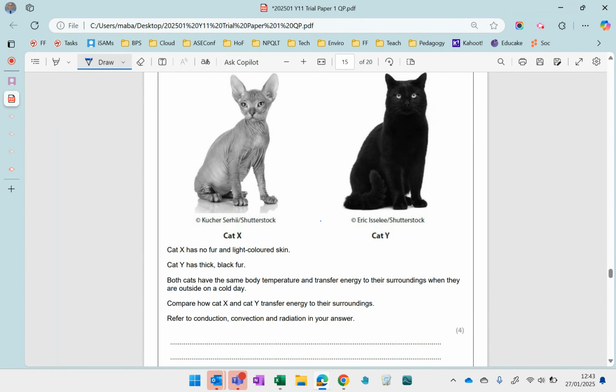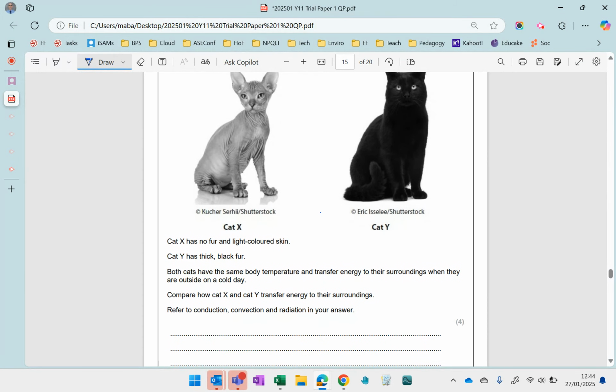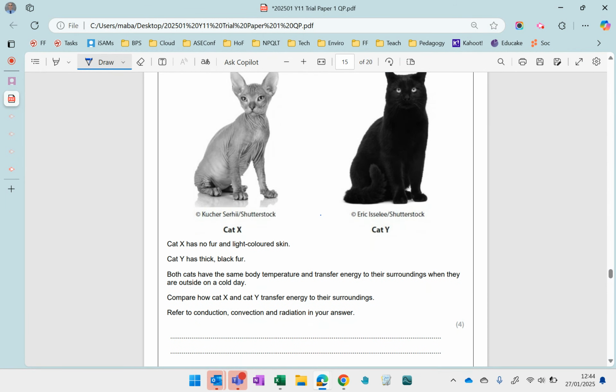Right, so everybody's favorite question, right? This is question 9. It's the cat question. Okay, so first of all, that word's important, right? When we're doing a comparison, we've got to say X is more than Y or X is less than Y, right? So straight away, that's how we're going to frame this. And it tells us to refer to conduction, convection, and radiation in your answer.